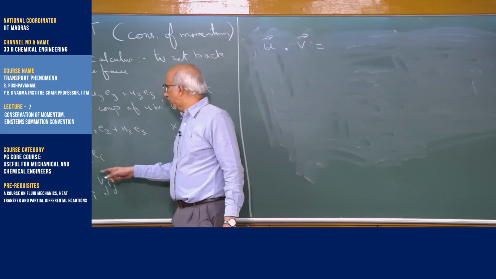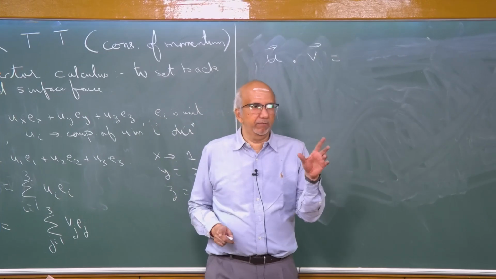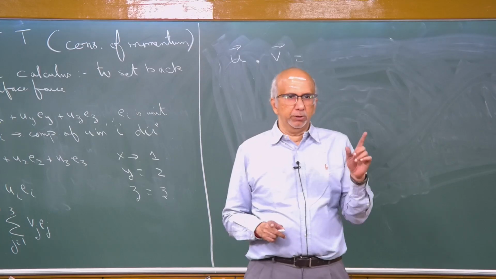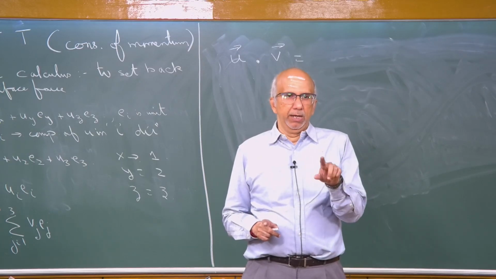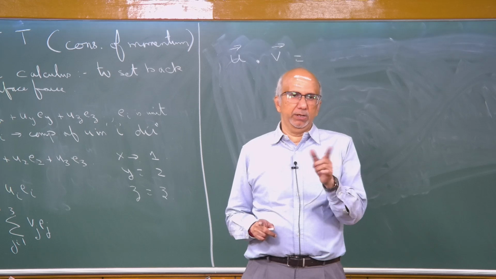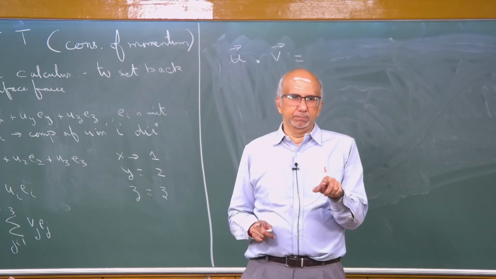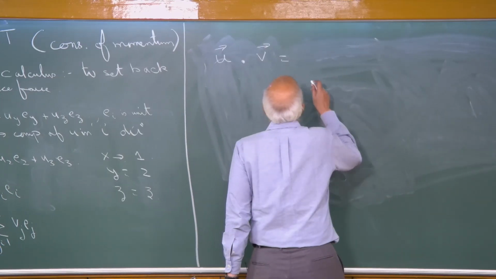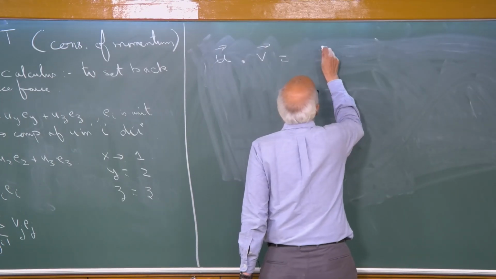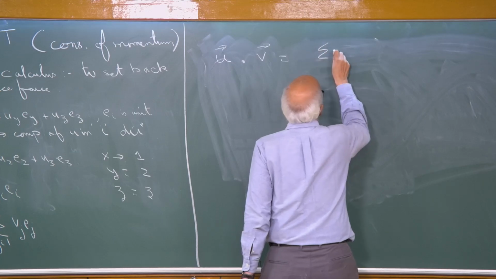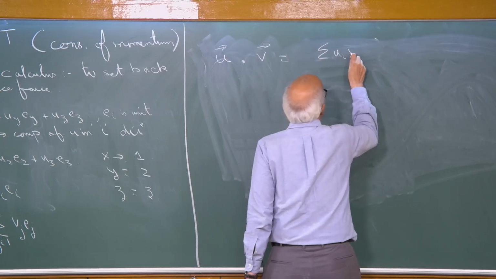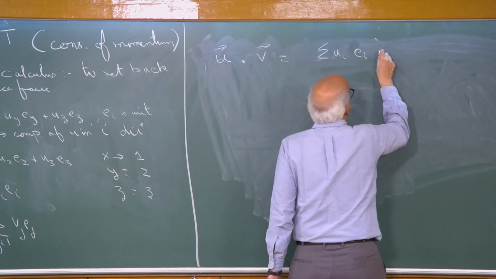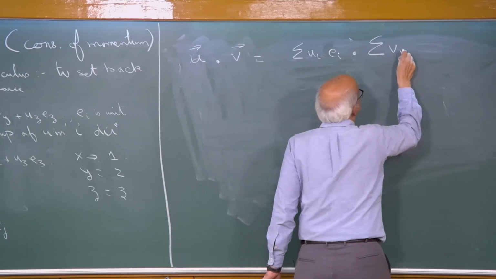So, what would be the dot product? And remember E1, E2, E3 are orthogonal, they are perpendicular to each other. So, E1 dotted E2 is 0, E1 dotted E3 is 0, E1 dotted E1 is 1, okay. So, basically what I am saying is this is going to be sigma ui ei dotted with sigma vj ej.